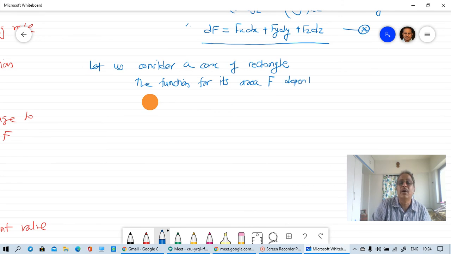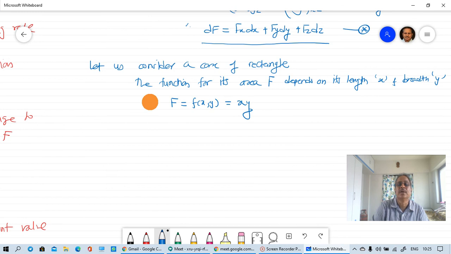depends on its length and breadth. I am using two variables, length x and breadth y. So it depends upon these two. Therefore we can write the expression for f of x y as a product of x and y. This is the area of the rectangle, length into breadth, that gives you this area.